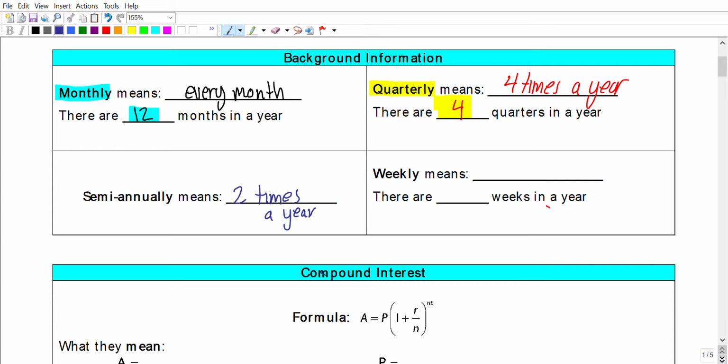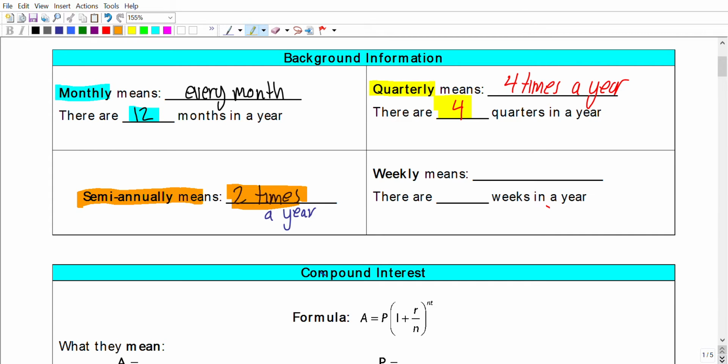For example, I pay my car insurance semi-annually. I pay it once in August and then once again in, I believe it's February. So I pay it twice a year. So that is what semi-annually means. So once again, if you see semi-annually, we mean 2 times a year.